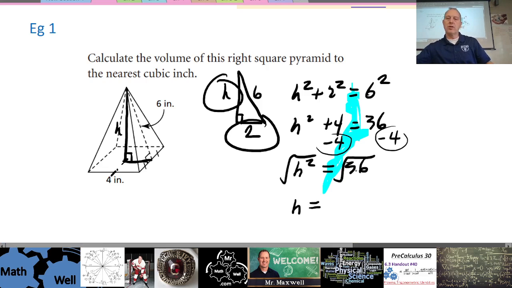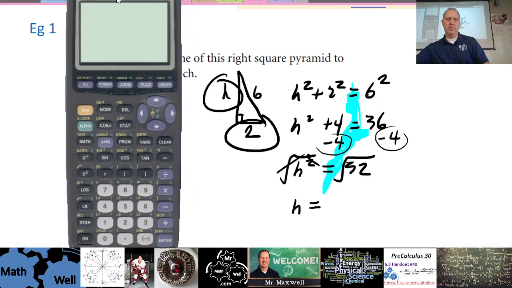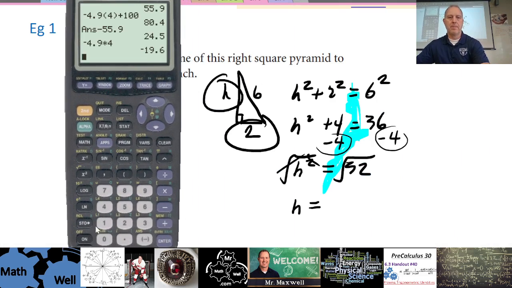36. Oh, sorry, this would be 32. Sorry. Too busy talking. Thank you. So the squared is gone, and this is the square root of 32. And that you can write as a decimal. No problem. So let's try that. Square root of 32. Okay, good.